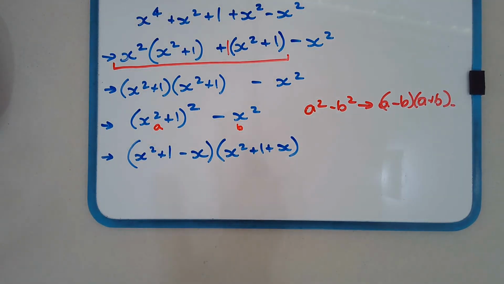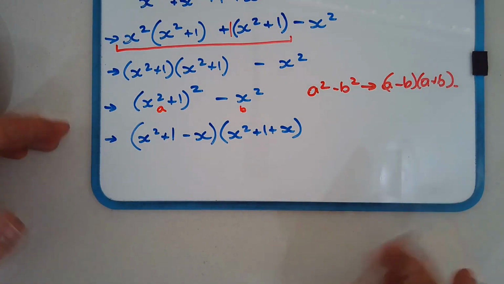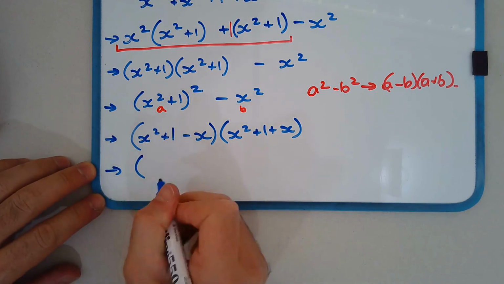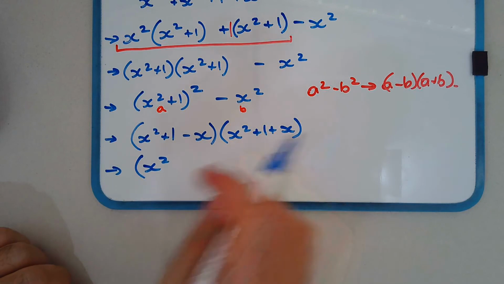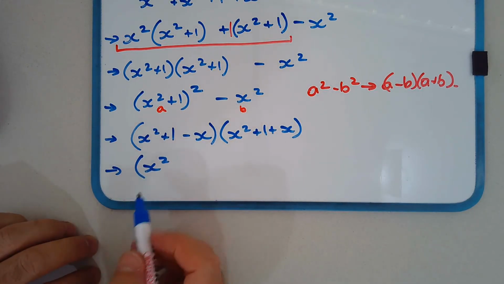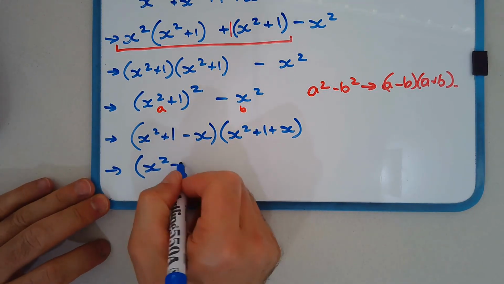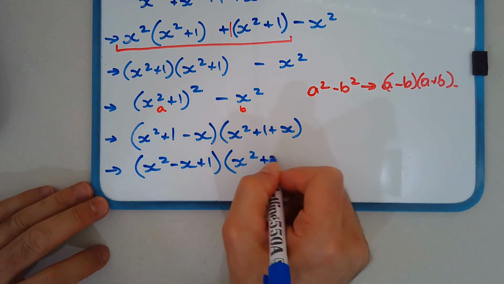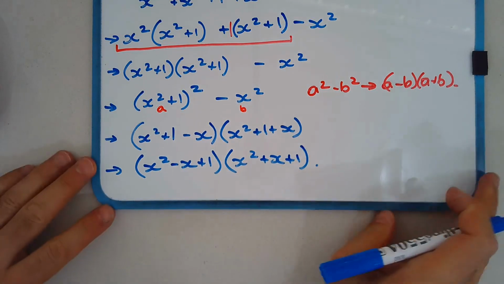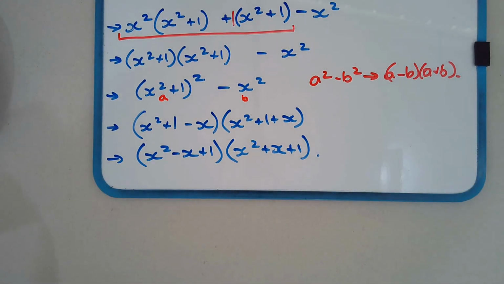If you wanted to write it so it looks a little bit neater, you could write it like this and just write it in the order of the indices. So the highest power first: x squared minus x plus 1, times x squared plus x plus 1. And that's it. Thanks for watching.